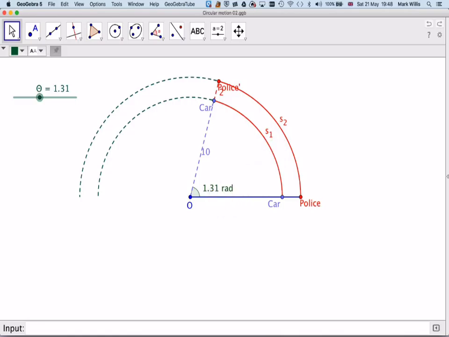However, we notice if we look at this, the rate of change of the angle is the same. This is what's happening here as we're going around a bend.